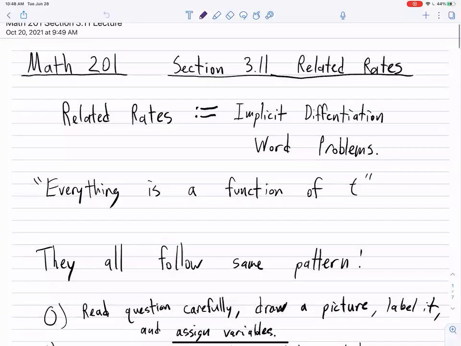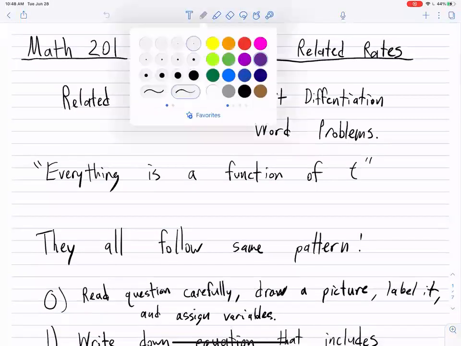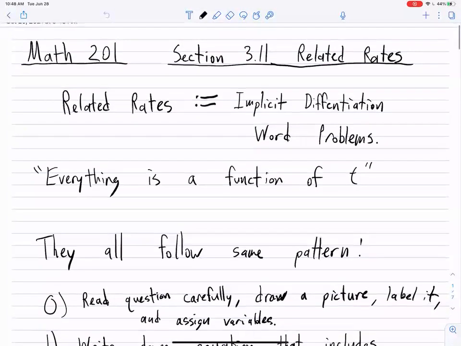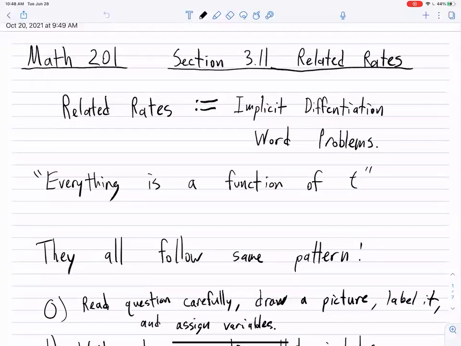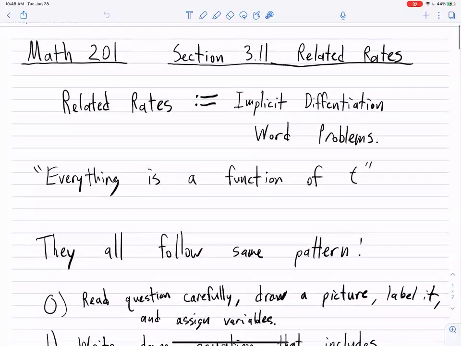Hello, Math 201. Welcome to today's lecture, where we begin our next section of using derivatives, or applications of derivatives. Our first application of derivatives will actually be in chapter 3, section 3.11, called related rates. And then the rest of this will be in chapter 4. Related rates is a very, very important term in Calc 1.